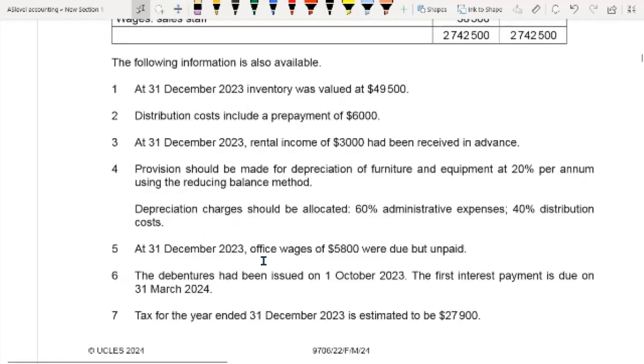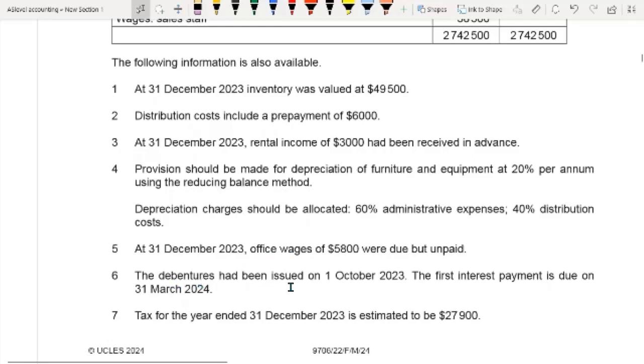At 31st December 2023, office wages of 5,800 was due but unpaid. So this is the accrued. This would be a liability, and because this is office wages, it would be part of administrative expenses.